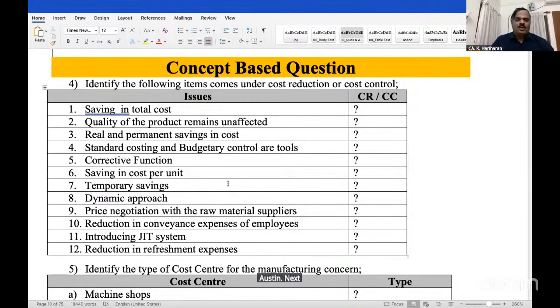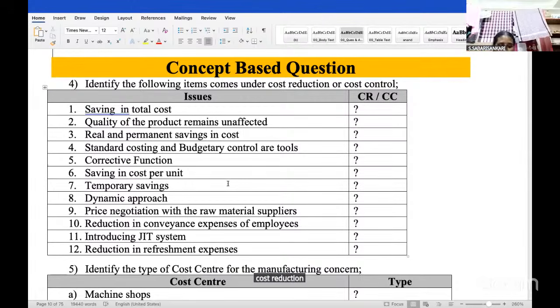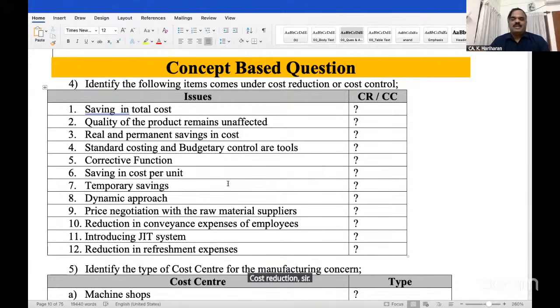Next, quality of the product remains unaffected. Cost reduction means real and permanent savings in cost. Definition of cost reduction: standard costing and budgetary controls are tools.